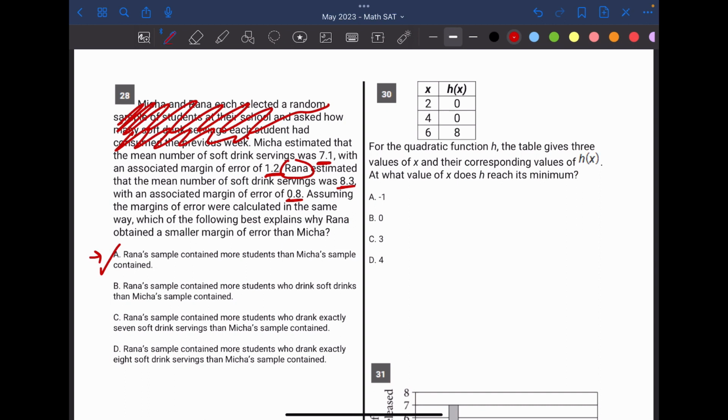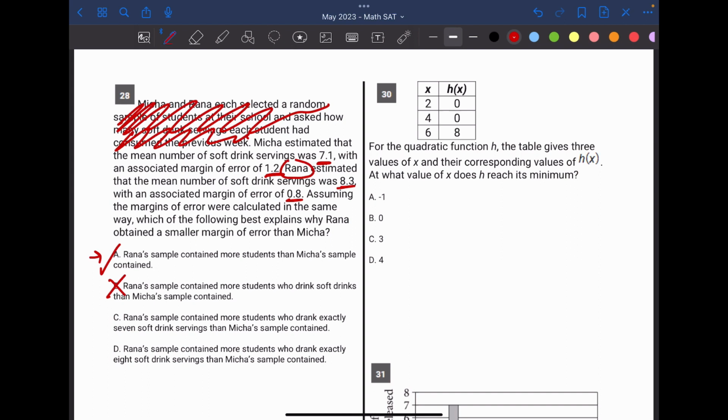Part B says Rana's sample contained more students who drank soft drinks than Micah's sample contained. No, this is wrong because even though it might be true, it doesn't explain why Rana obtained a much smaller margin of error. The mean changes, but the margin of error does not change with the number of people who drink more soft drinks or not. So this only changes the mean, not the margin of error.